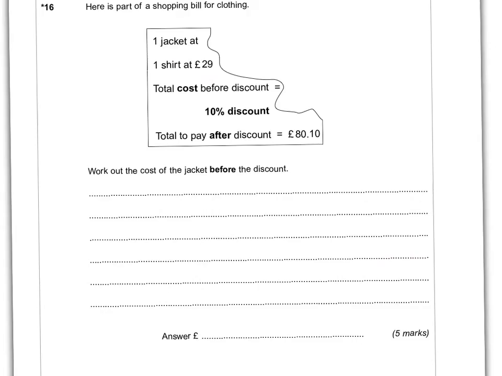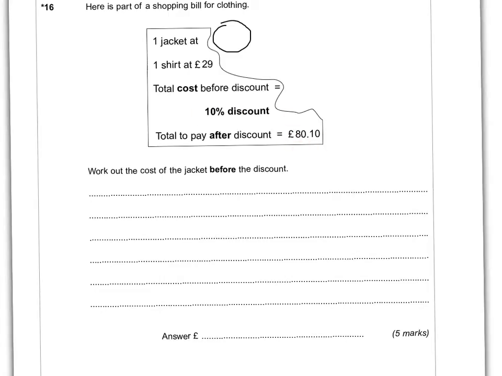This next question is a functional maths question as well. I have to be very clear to make sure all my steps are clearly laid out here. And in this question, I'm going to try and work out a missing number. There is a number here. I'm trying to work out what this jacket cost. I know that when I add the cost of this jacket to a t-shirt costing £29, I get a total. I then reduce that total by 10%, and I end up getting a total afterwards of £80.10.